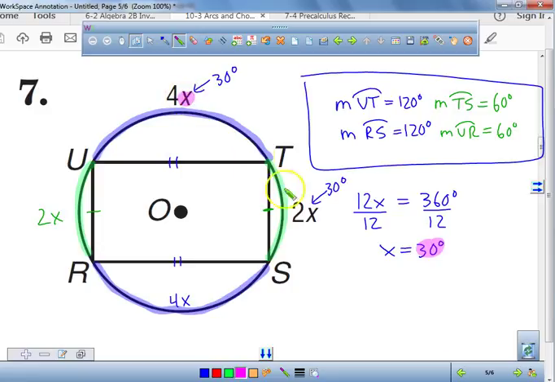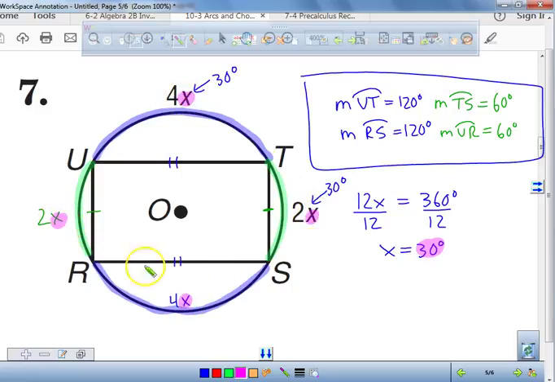So I'm going to plug in a 30 here. I'm going to plug in a 30 here. I'm going to plug in a 30 here. I'm going to plug in a 30 here. And 4 times 30 is 120, and 2 times 30 is 60. So that's how we got those in.